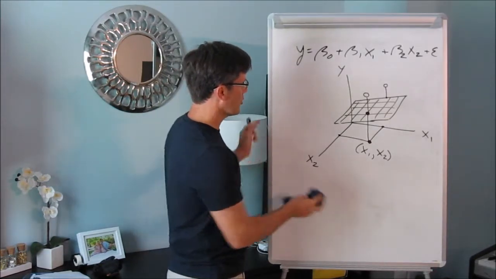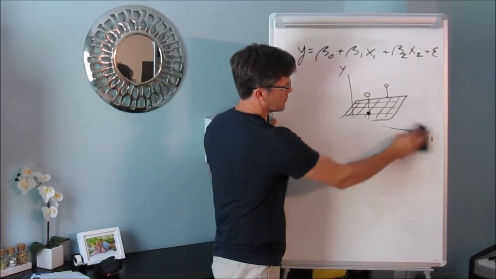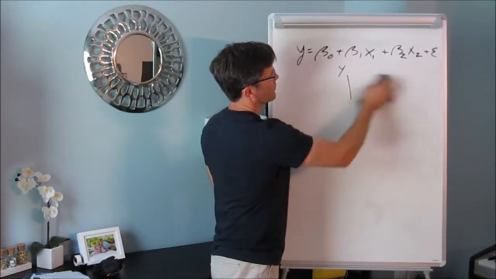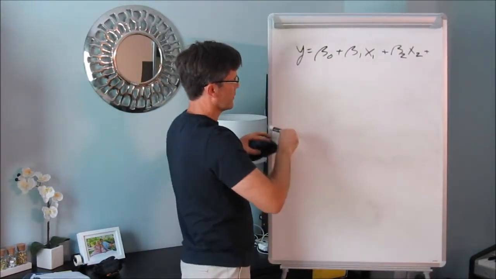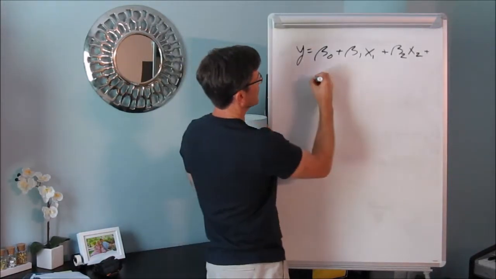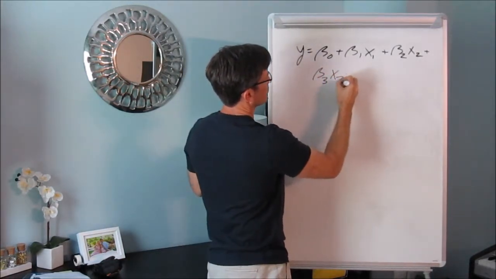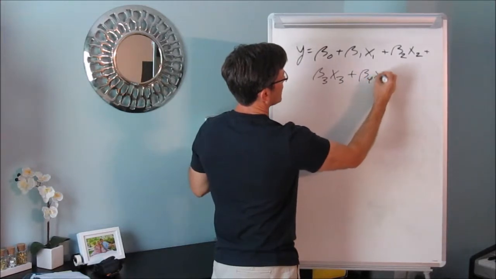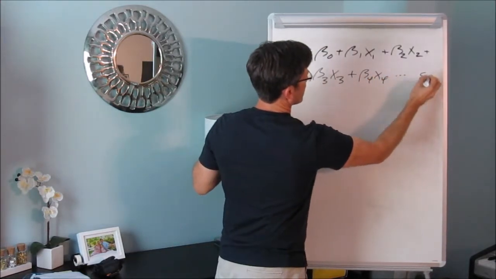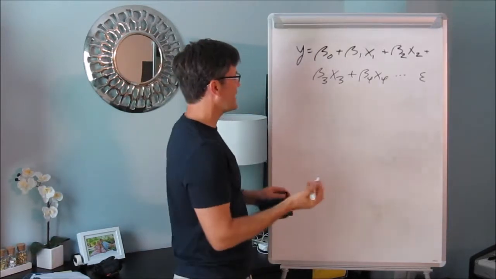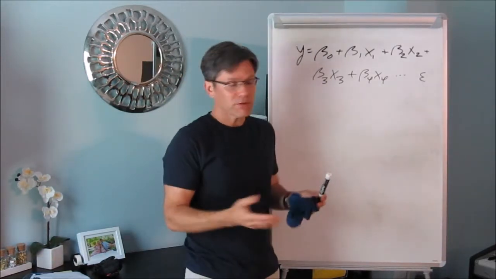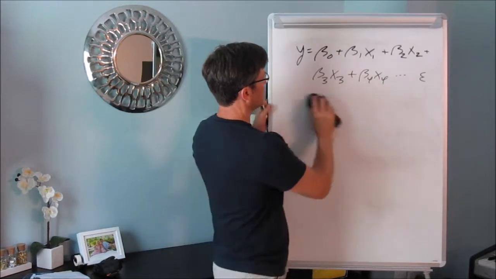It's a little bit harder moving to 3 or 4 predictors, but the math is pretty straightforward. If you want to have a third or a fourth predictor, you just go ahead and tack those on, so we're going to have beta 3x3 and beta 4x4 and so on, and then the residual, of course, is what is left over. All right, so that is the multiple regression model. It's a fairly straightforward extension of the simple regression model.